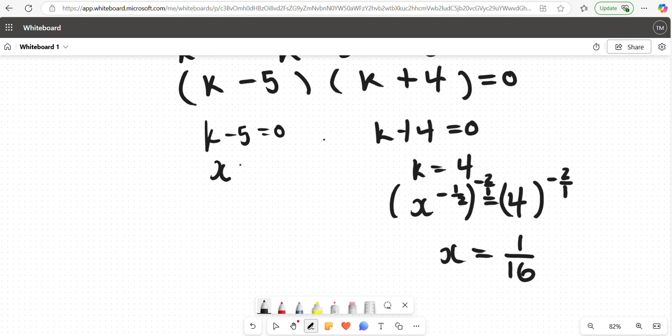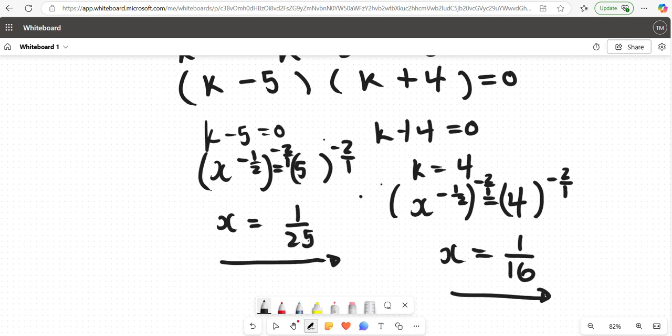Same with this side. I have x to the power of negative a half is equal to 5. I do the same, negative 2 over 1 as an exponent, so x will end up being 1 over 25. So there's your two x values. x is equal to 1 over 16, and x is equal to 1 over 25.